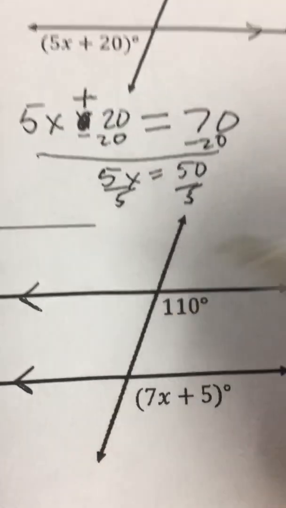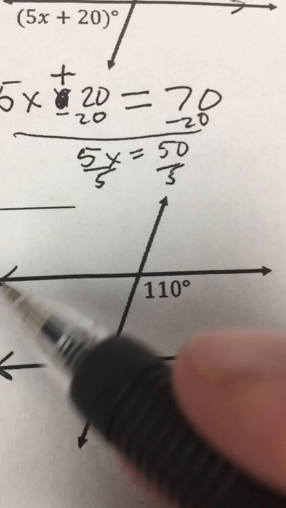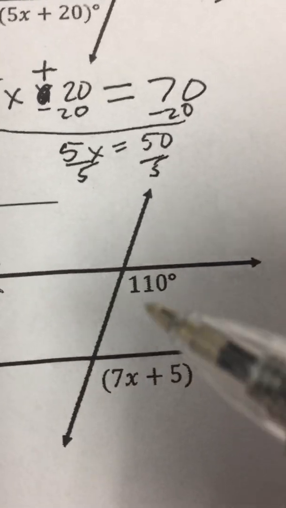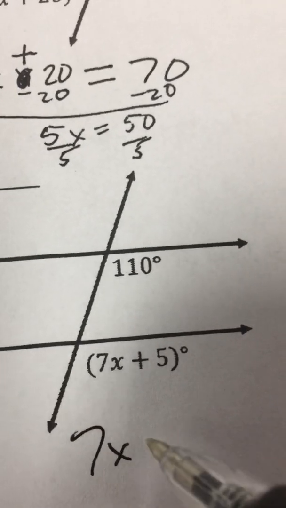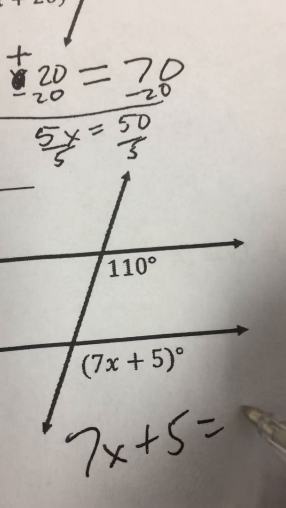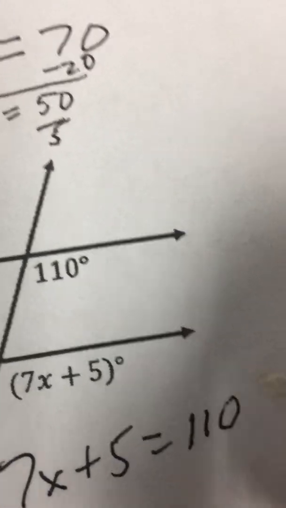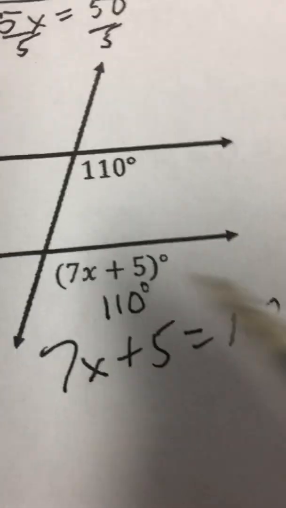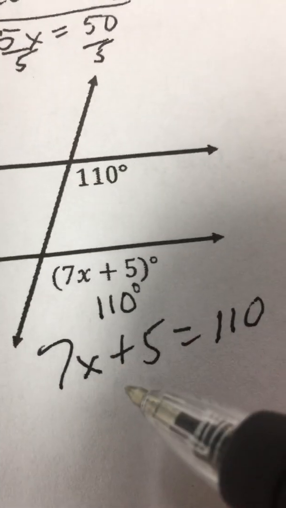Number 8, I think last one on here. Again, parallel lines. And these two angles are both corresponding angles, and so since the lines are parallel, they're equal to each other. So this equals that. This thing here is literally 110 degrees. So 7x plus 5 equals 110 degrees, right? They're equal to each other because that's 110, this is 110. So this equals 110. Just go solve for x.